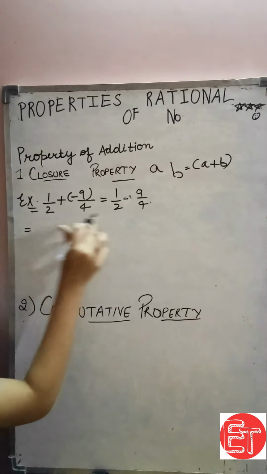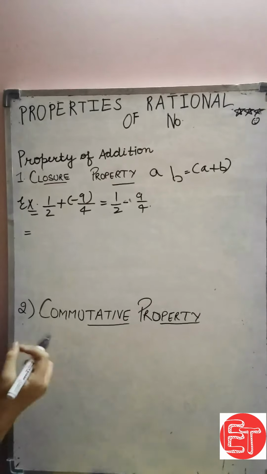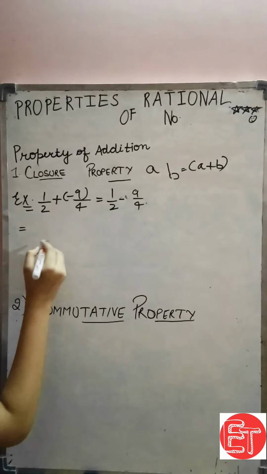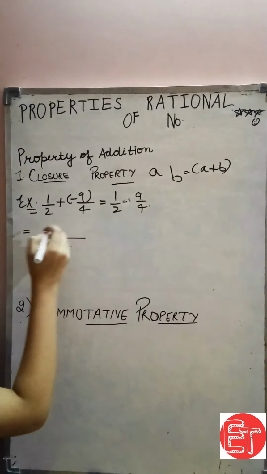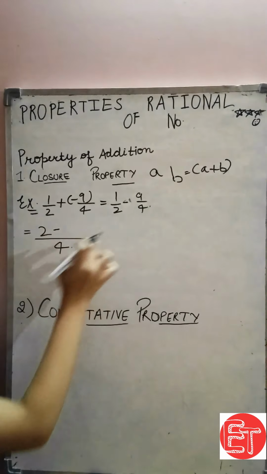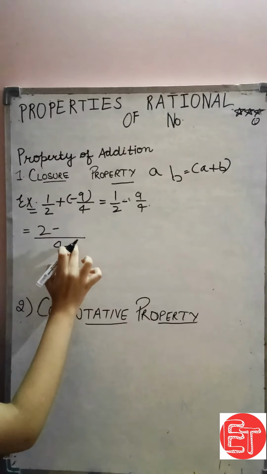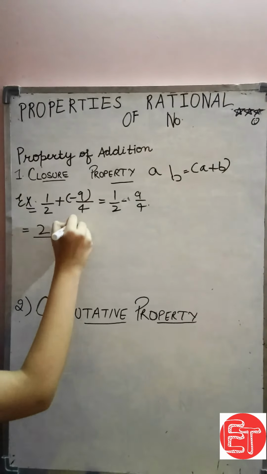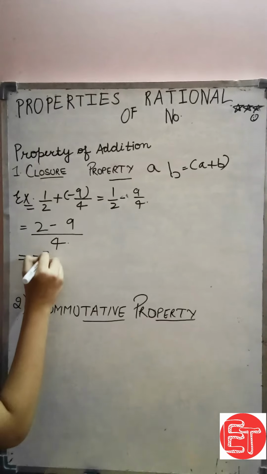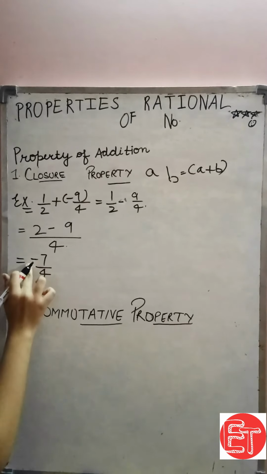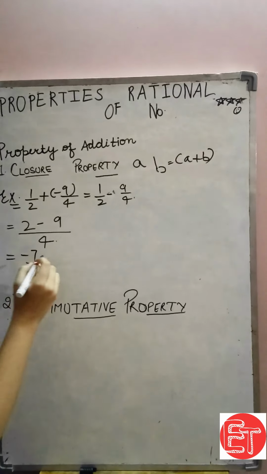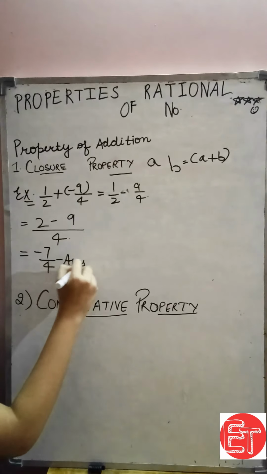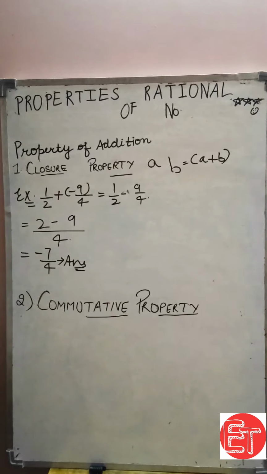So what is the LCM of 2 and 4? The LCM of 2 and 4 is 4. So 2 2s are 4, 2 1s are 2, minus 4 1s are 4. Now we have to multiply 1 with our 9. So minus 9. So minus 7 upon 4 is our answer. Why minus? Because of the sign of greater digit. We always put the sign of our greater digit. So minus 7 upon 4 is your answer.